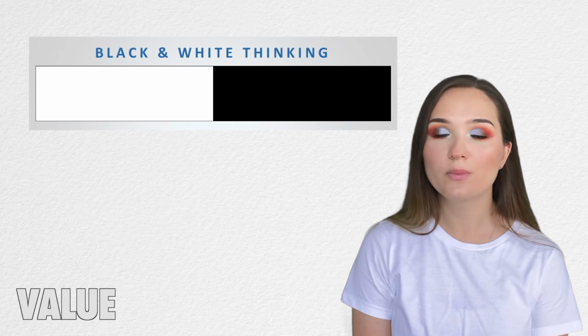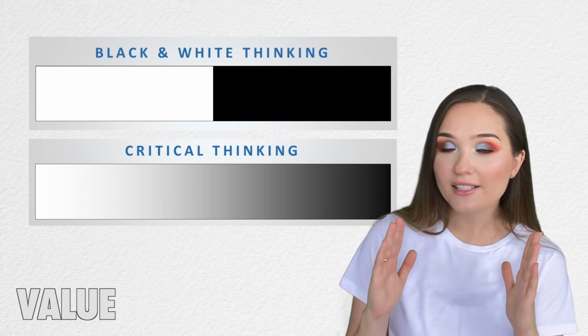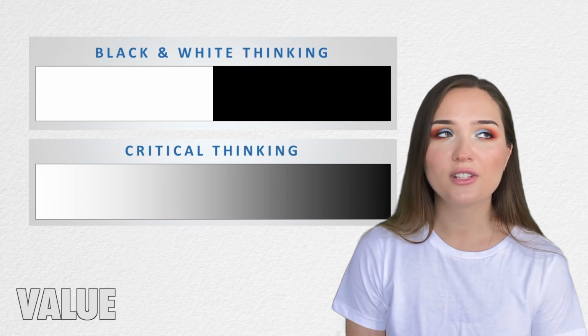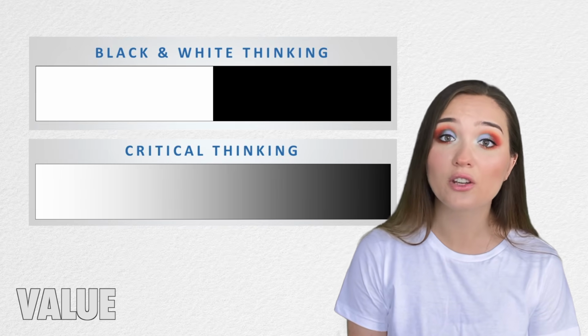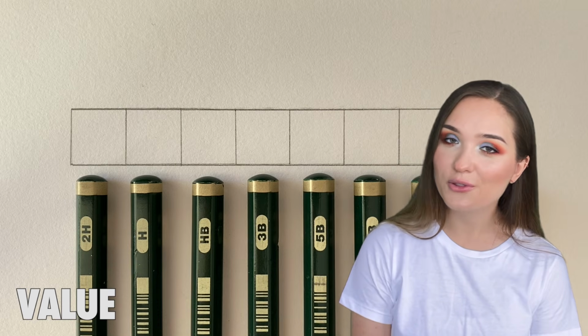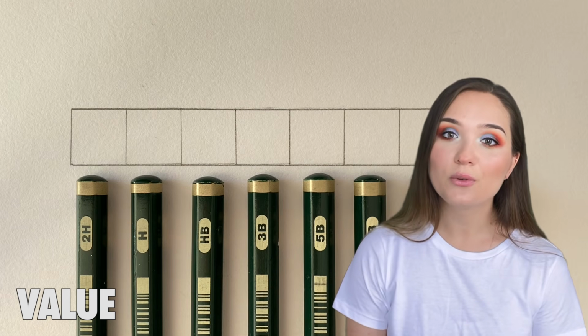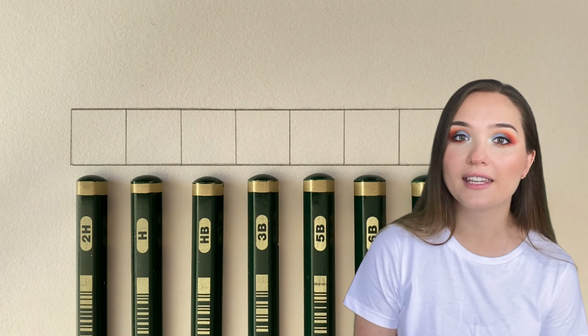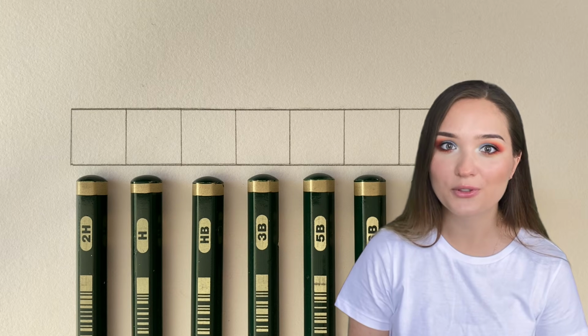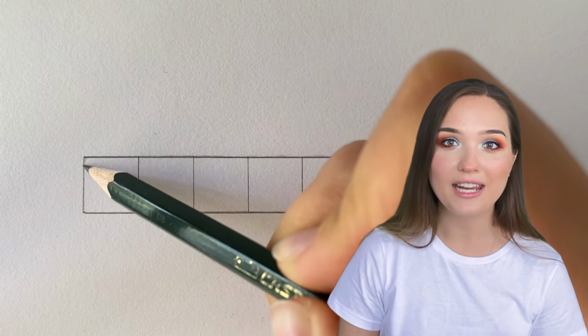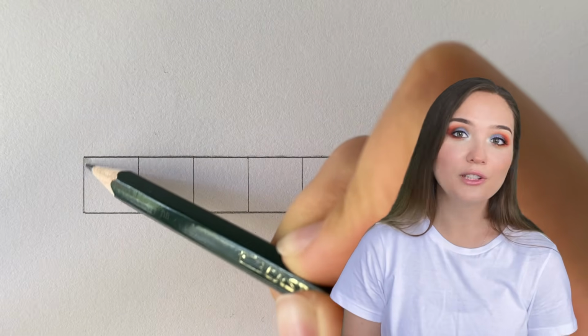The next element is value. Value is the term to describe the range between black and white in your drawings. There is an infinite amount of values because of the light spectrum, but I made 8 here so it's easier to understand. I am showing you here how different pencils can create different values, and it's also up to the pressure control, and a good artist can create a lot of values using only a few pencils.